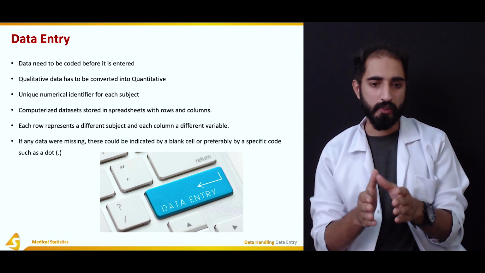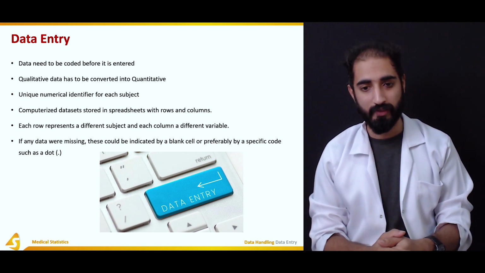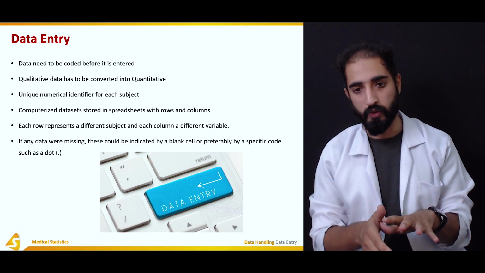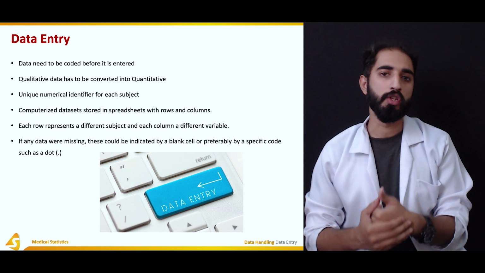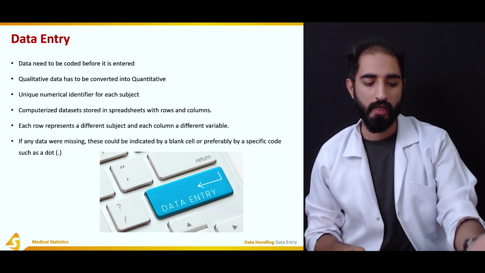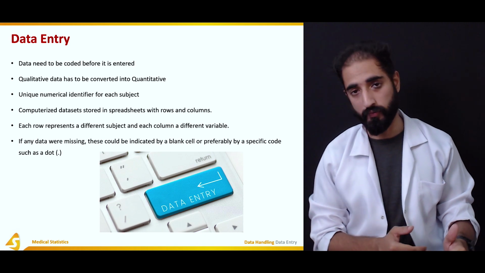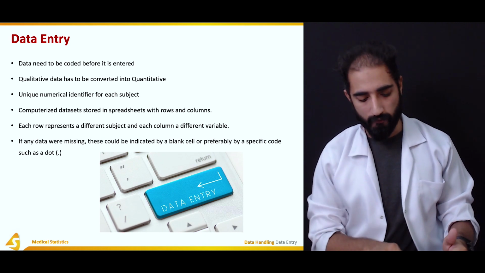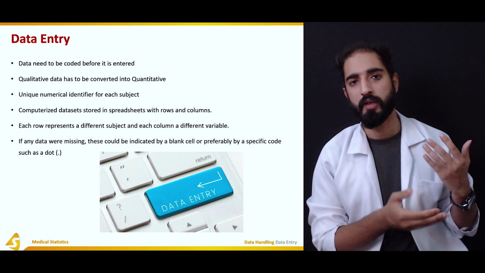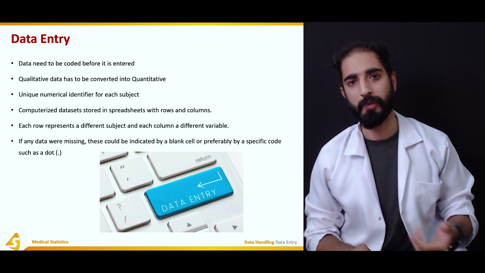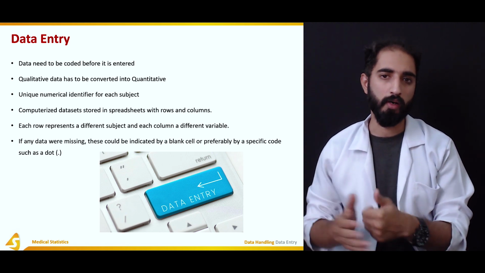So if any data is missing, it can be indicated by a blank cell, but it is preferred that we use a specific code for it, such as a dot or any value which is not possible. For example, we talked about gender. We said 1 male and 2 female. So if we write, for example, 9999, that doesn't correspond to any of the entries, either male or female. So that can be kept as a code for missing value.